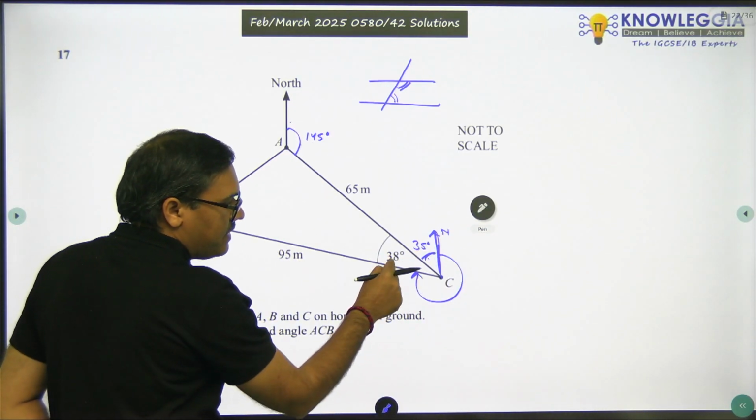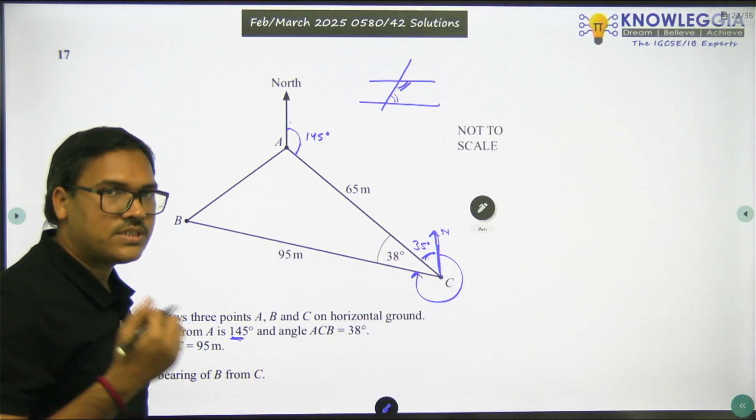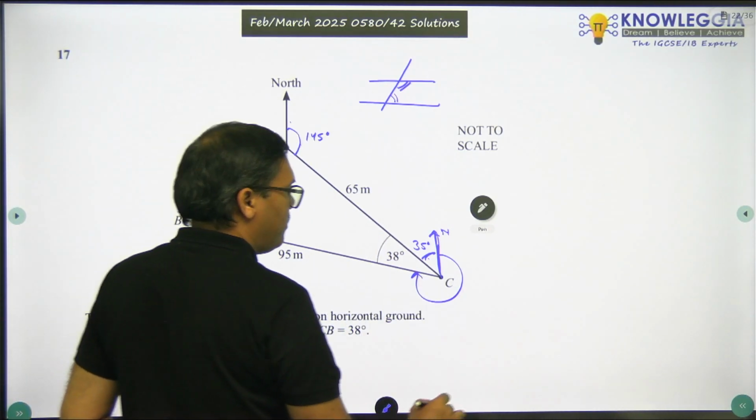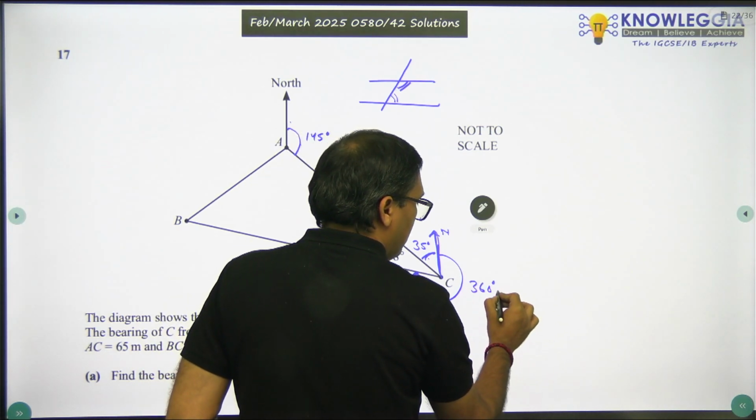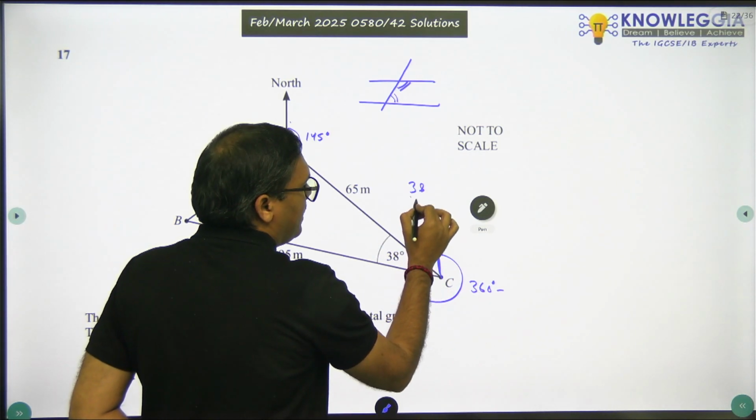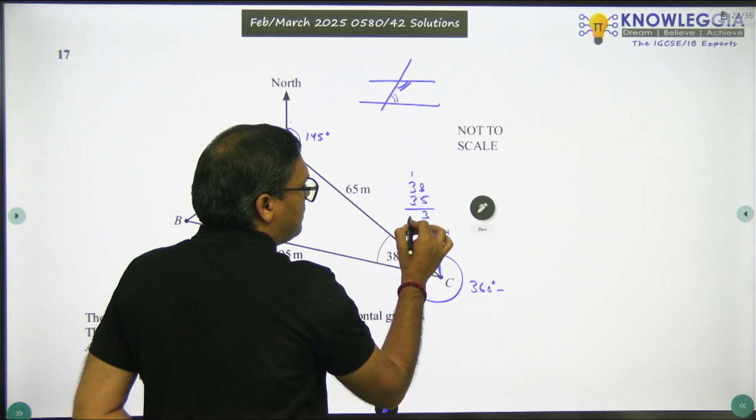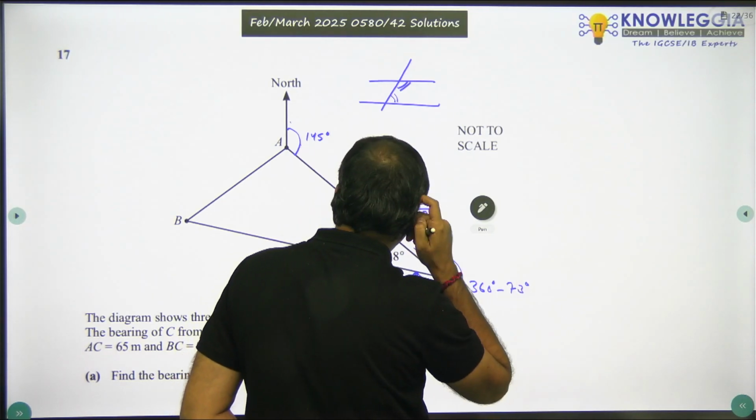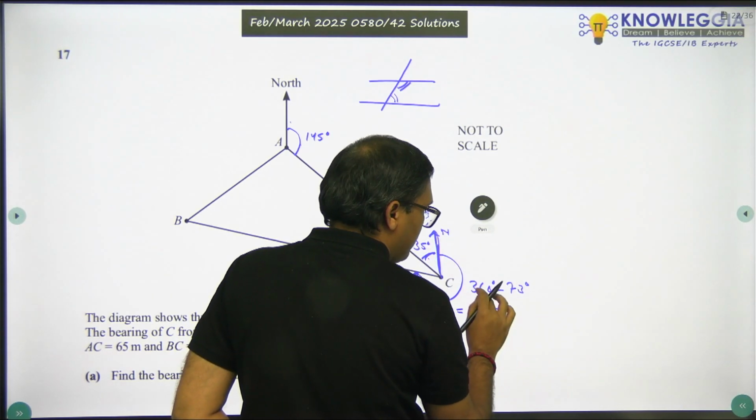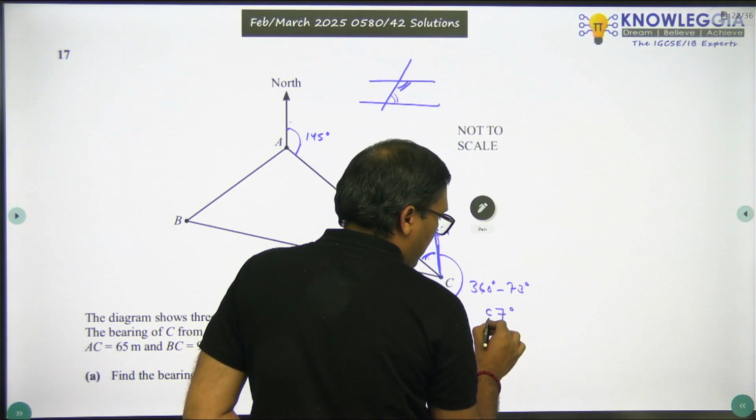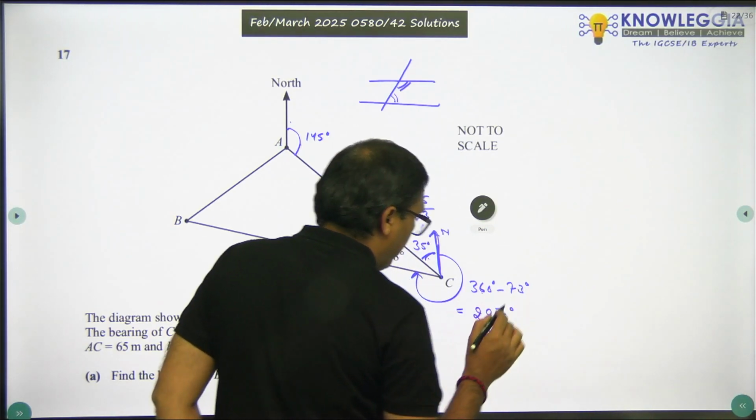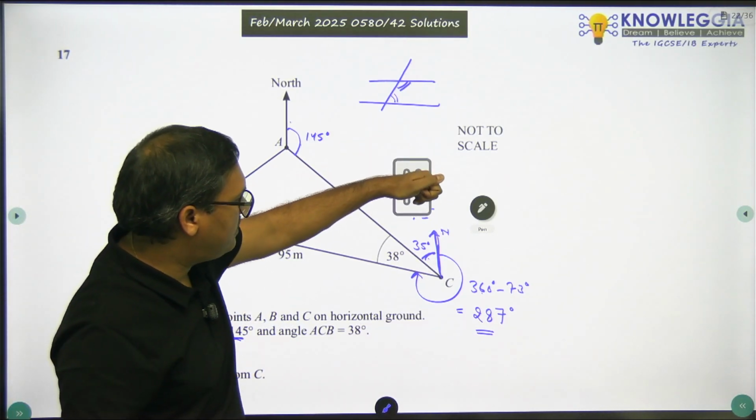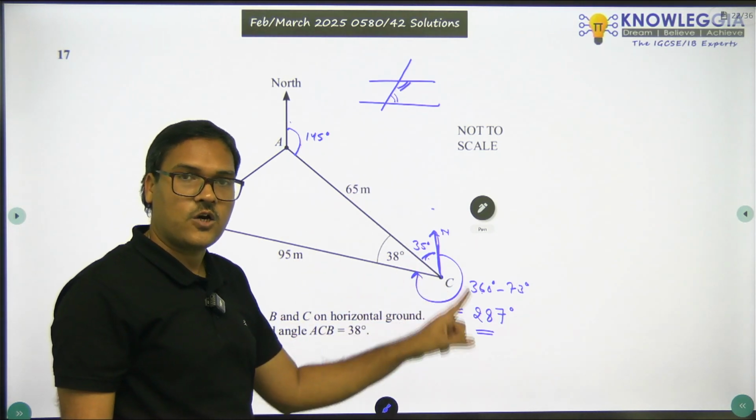Now, this angle is 35, this angle is 38. What is this angle? The total is 360 degrees. So 360 degrees minus this angle. So what is the answer for the bearing of B from C? I will say this is 360 degrees minus the addition of these two. What is 38 plus 35? 73 degrees. So subtract 73 from 360. This is 10 minus 3, which is 7, and 15 minus 7, which is 8, and this is 287 degrees. So what is the answer? 287 degrees is the bearing of B from C. I hope this part is clear, how we got this angle. The bearing is measured anti-clockwise from north.